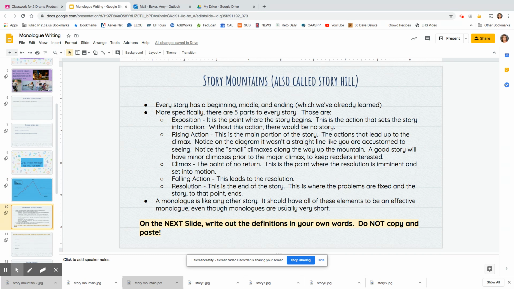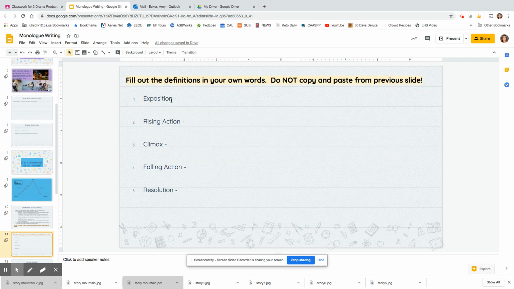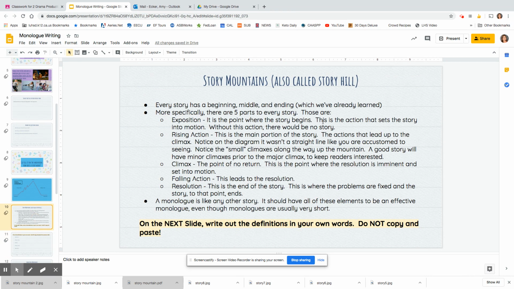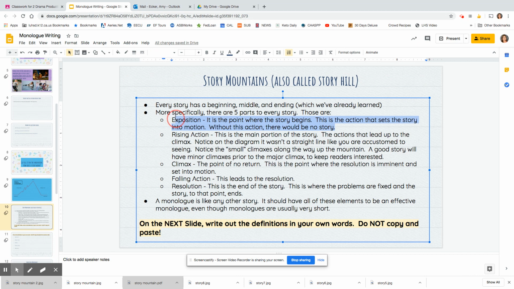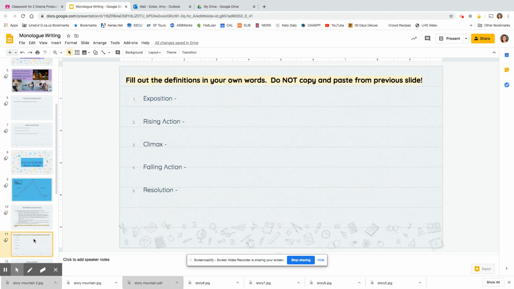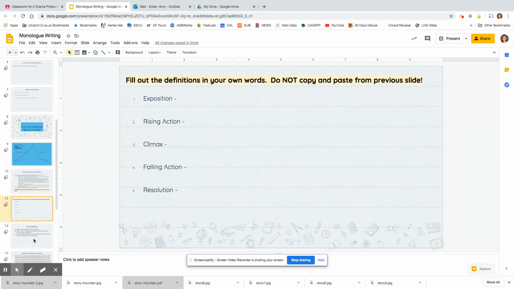So of course you want to read all the information that's on the slides. And then it says on the next slide, write out the definitions in your own words. Do not copy and paste. So when I go to slide 11 and I'm supposed to say, what is an exposition? Please don't go back here and just copy and paste this information there. Okay, you can go back to refer to it and read it, but then put it in your own words. Okay, if you copy and paste, I will not give you credit for that.